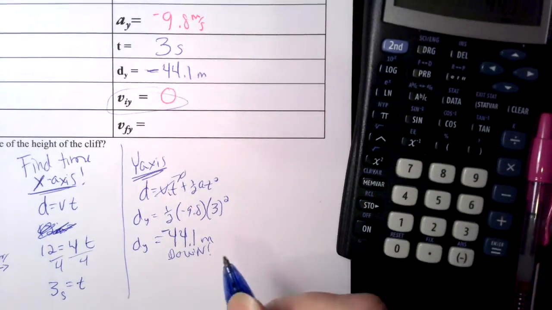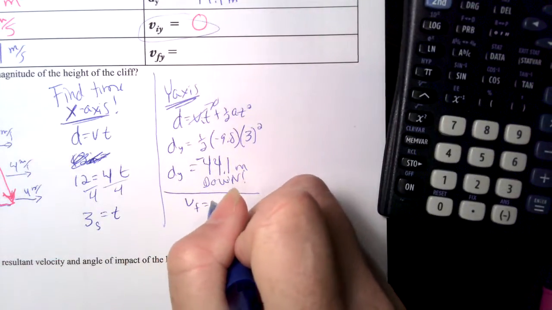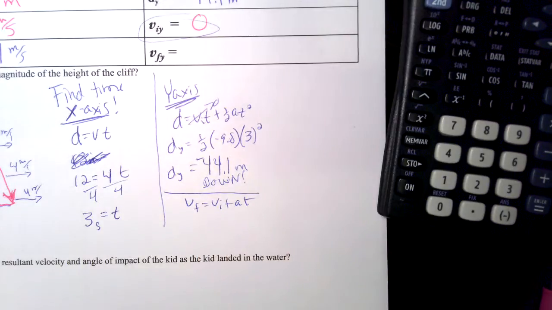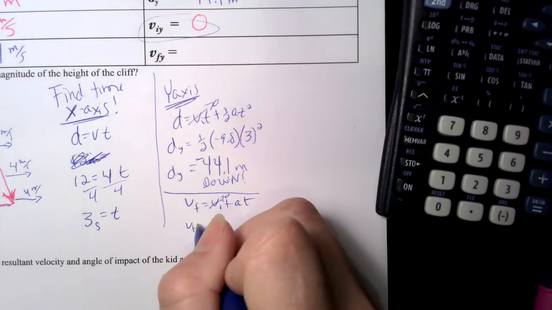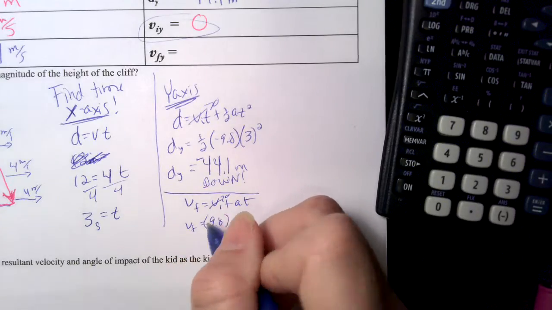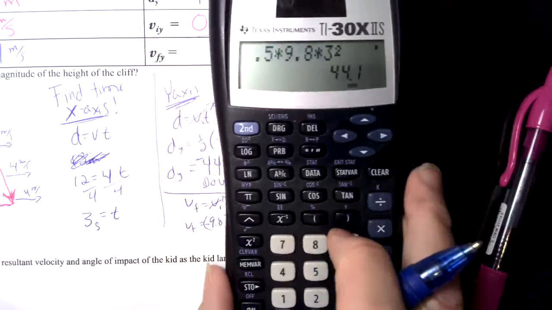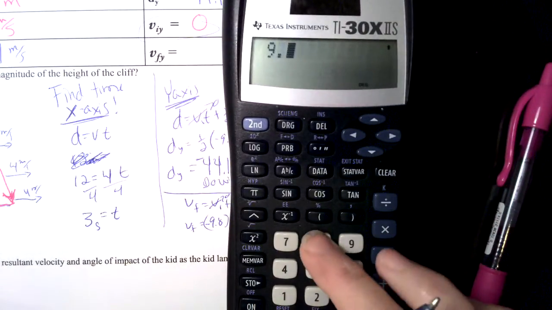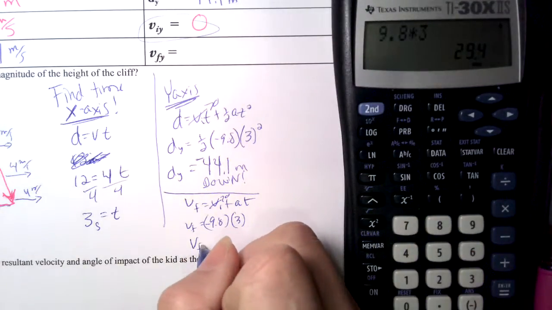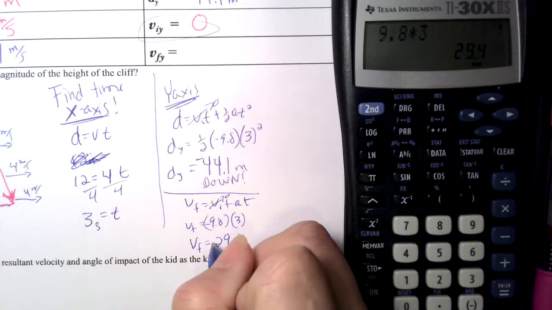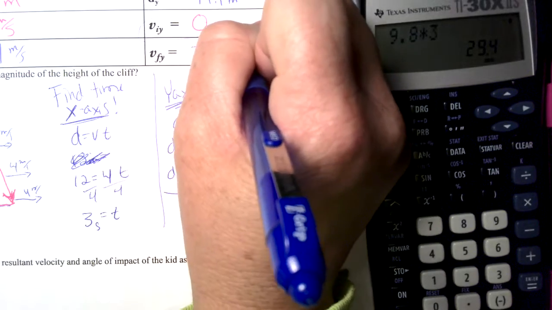All right, V final. Let's go. Easiest V final one is like this one, the top one. Initial is 0. V final equals 9.8, or negative because you're going down, times time, 3 seconds. It's almost 30. Let's put that in. 9.8 times 3. Yep, 29.4. V final equals 29.4. It's going down. The unit is meters per second. 29.4 meters per second.